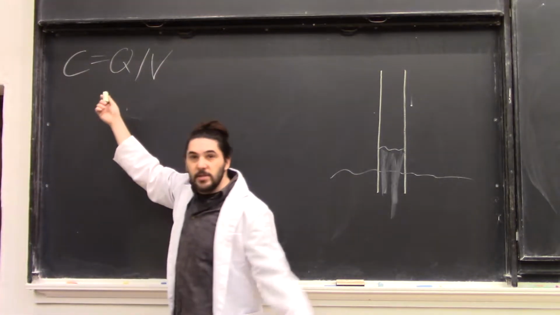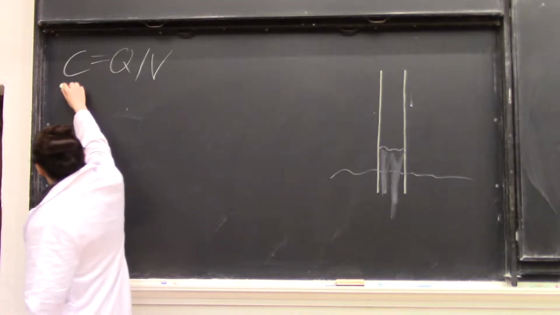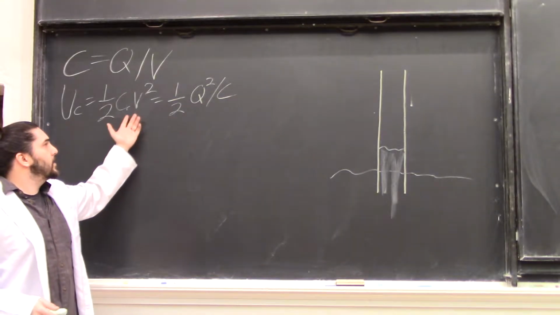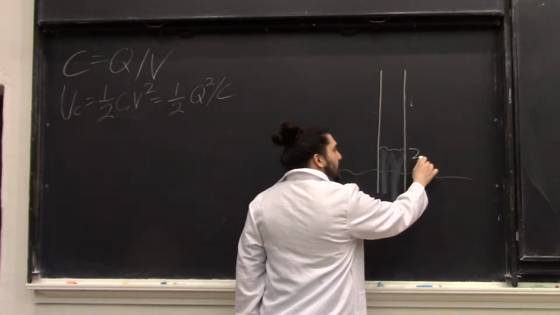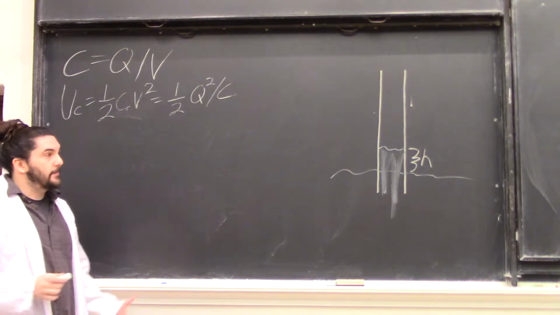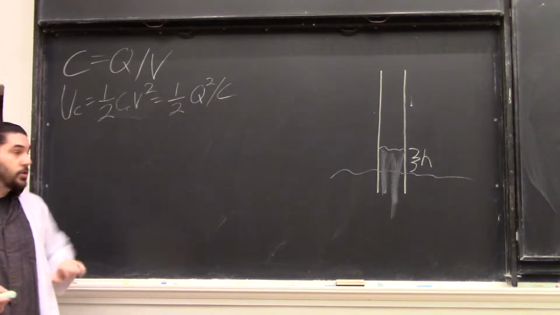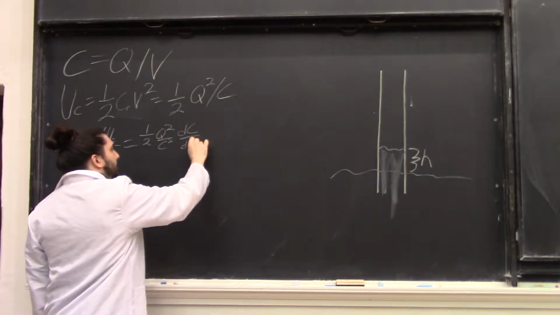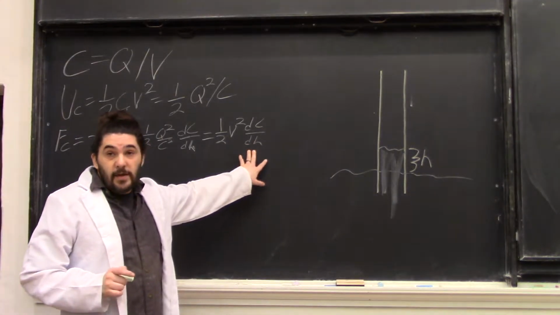The capacitor equation is C equals Q over V. So the energy stored in a capacitor is 1/2 CV squared, or 1/2 Q squared over C. So if this distance is h, then the force drawing the dielectric up is going to be the negative change in energy per unit h. So we need to describe C in terms of h.